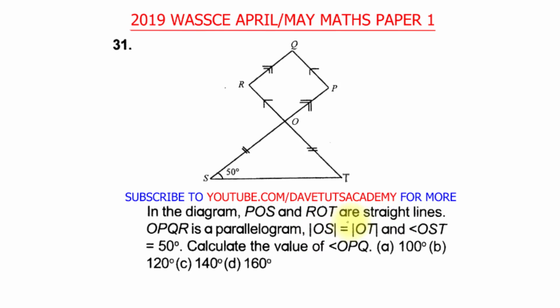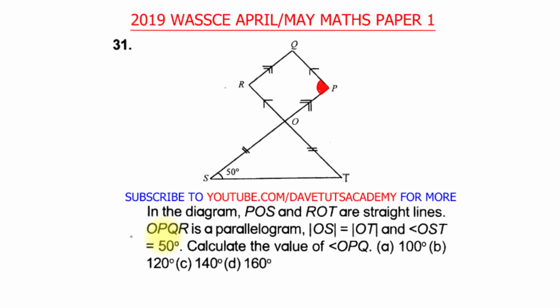Then we are told that angle OST is 50 degrees. This angle here, we are told it is 50 degrees. We have to calculate the value of angle OPQ. Let's try and identify that angle OPQ. So this is OPQ. This angle that is shaded in red is the angle of interest for the question that we need to find.